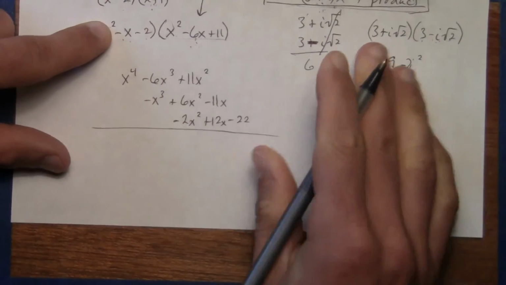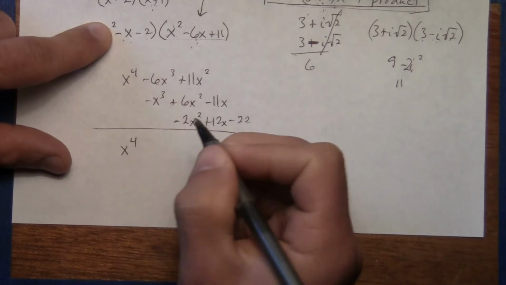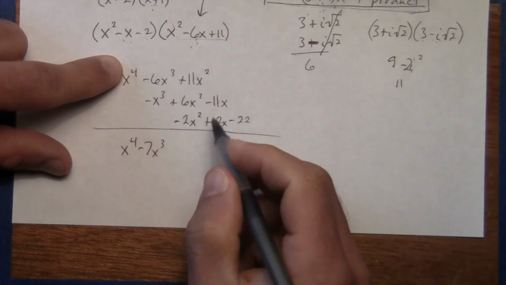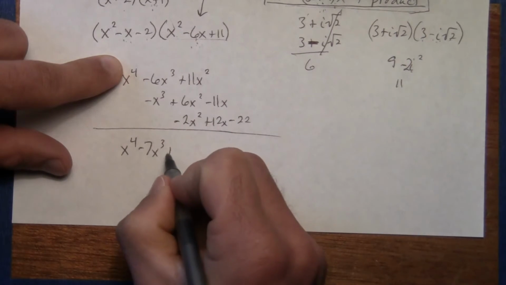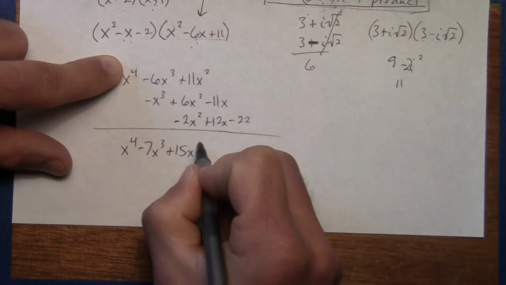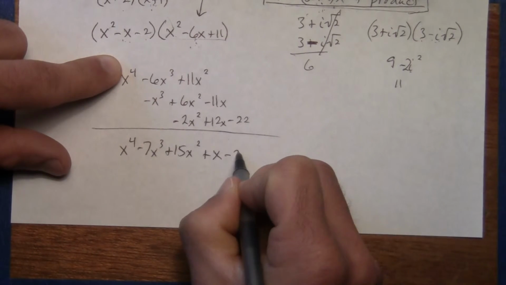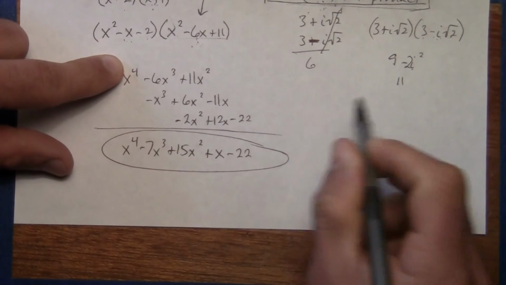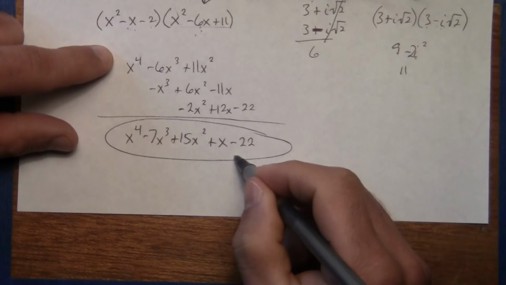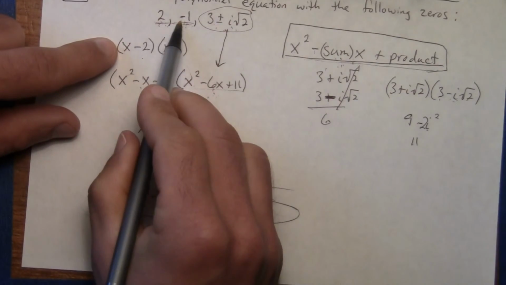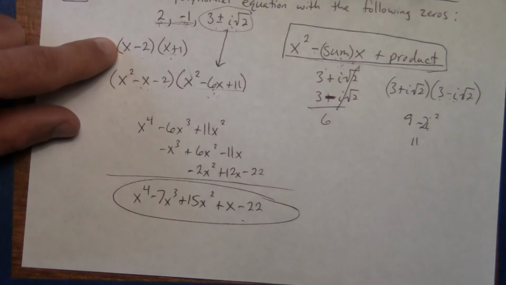And now I just simply add down the columns. I'm going to get x to the 4th. Makes sense because I had 4 x-intercepts. Minus 7x to the 3rd. Adding these together, it looks like it gives me 15x to the 2nd. Positive 1x and minus 22. And there is a polynomial equation where if you went through and did all this synthetic division, you would be able to get 2 to work, negative 1 to work, and then that eventually would be the other one.